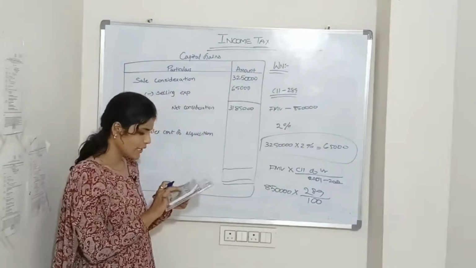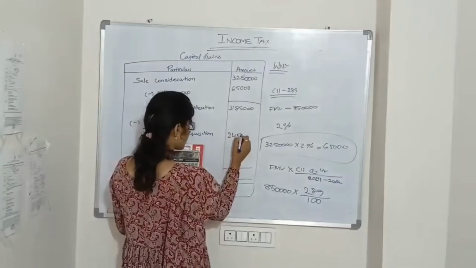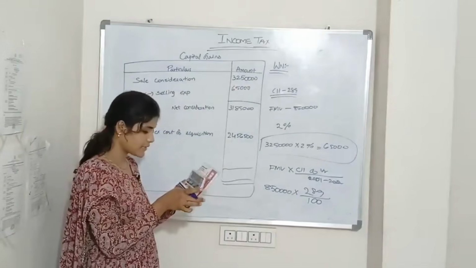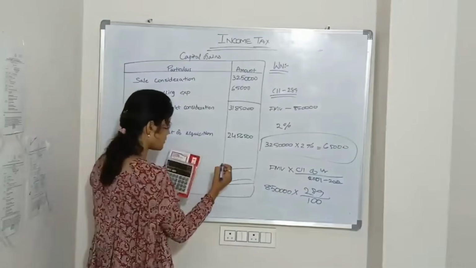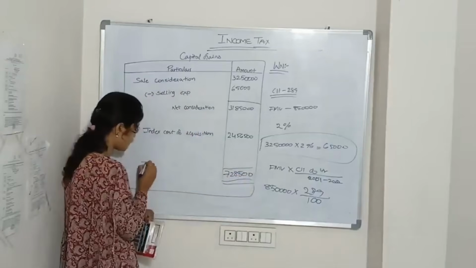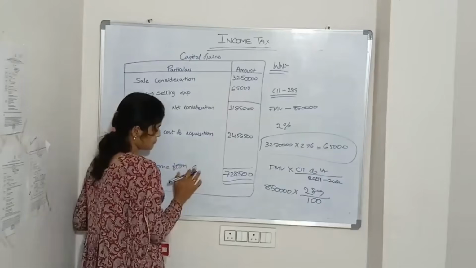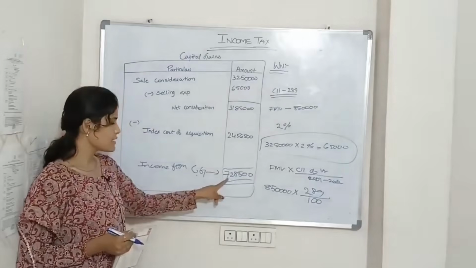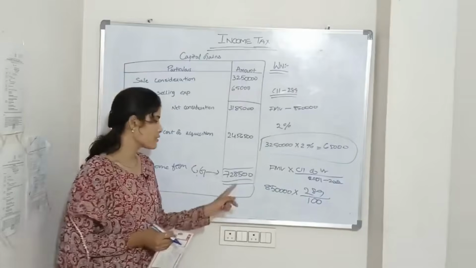8,50,000 into 289 divided by 100 means you will get 24,56,500. If you deduct this amount from 31,85,000, that is 31,85,000 minus 24,56,500, you get 7,28,500. So the income from capital gain is 7,28,500.